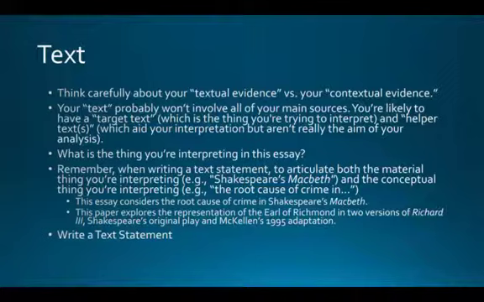So just ask yourself, what is the thing that you're interpreting in this essay? What is your text? Remember that when you're writing a text statement, you want to articulate both the material thing that you're interpreting, Shakespeare's Macbeth, and the conceptual thing that you're interpreting, the root cause of crime in Shakespeare's Macbeth. So it might be helpful to write out a text statement so that you're clear in your mind what it is that you're actually interpreting in this essay.